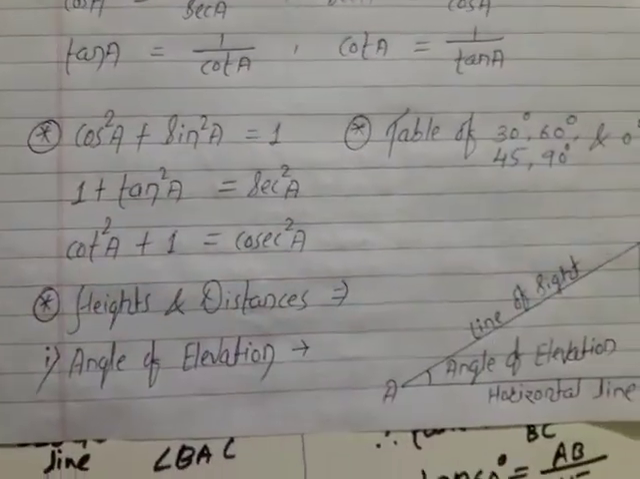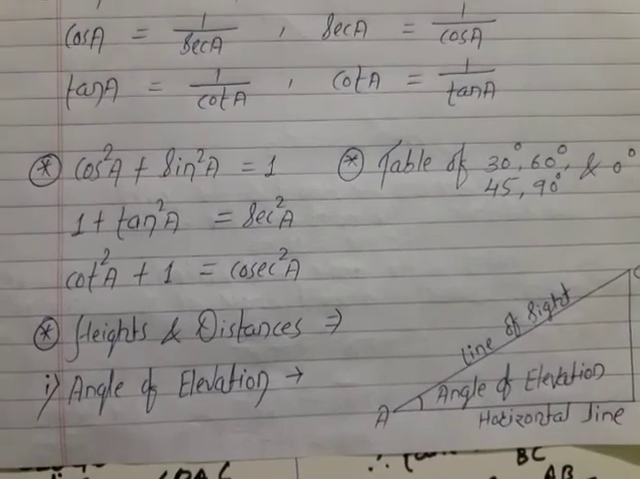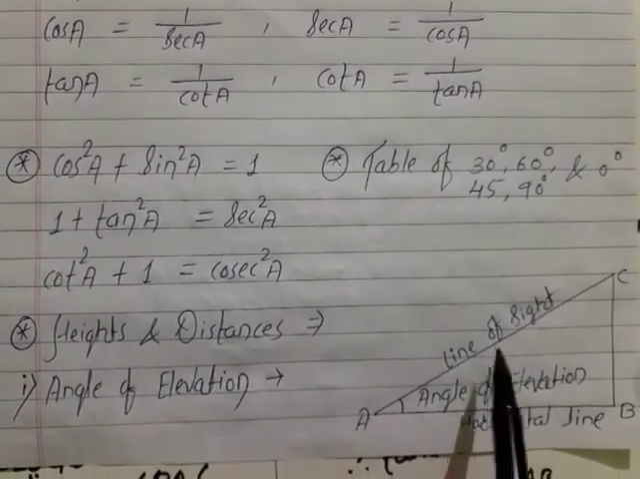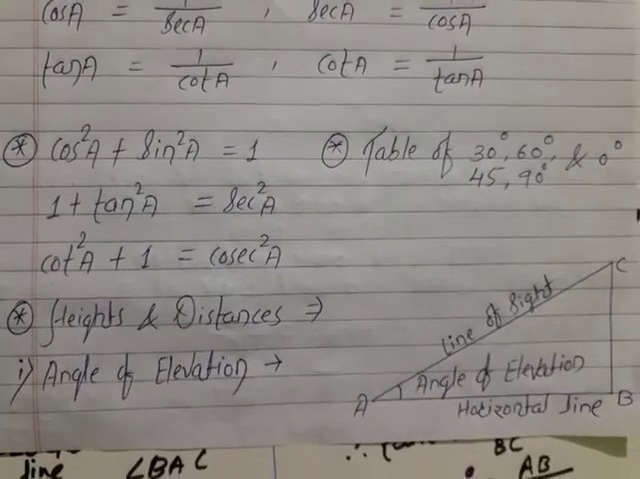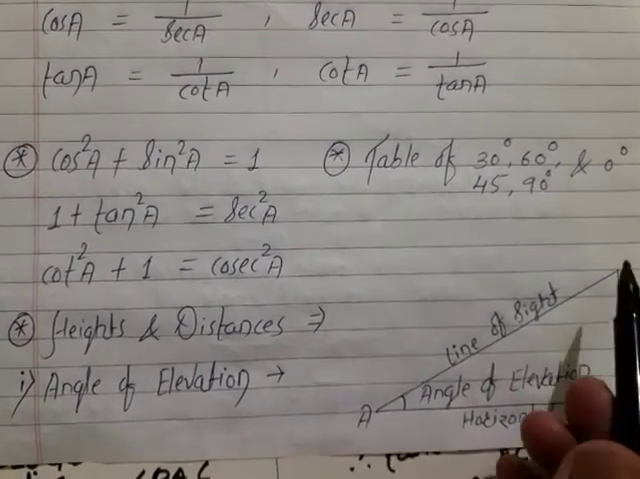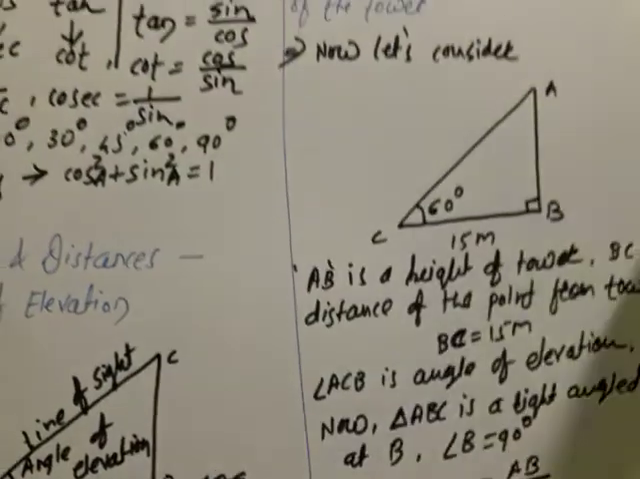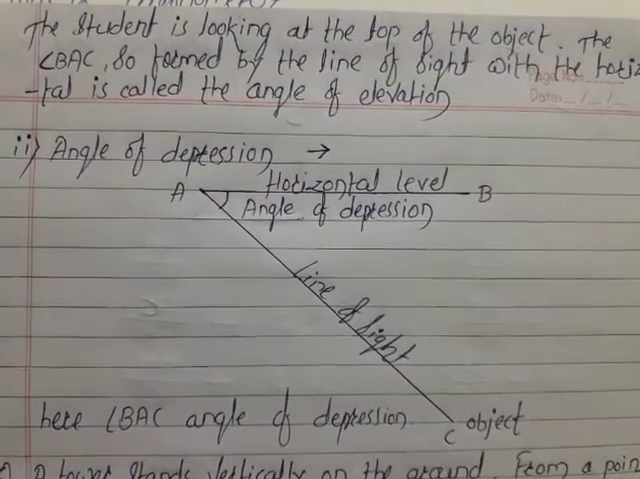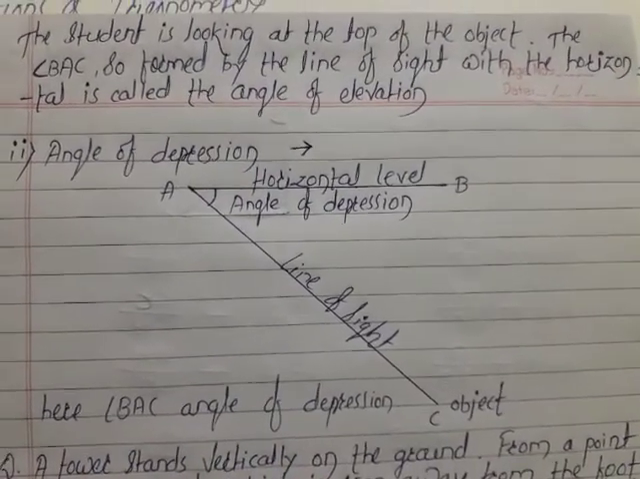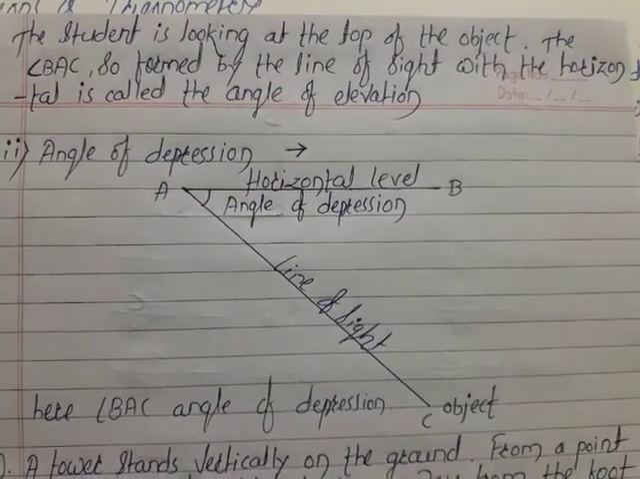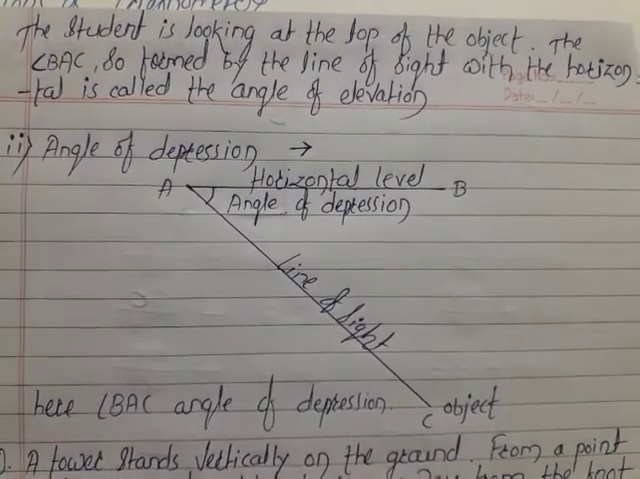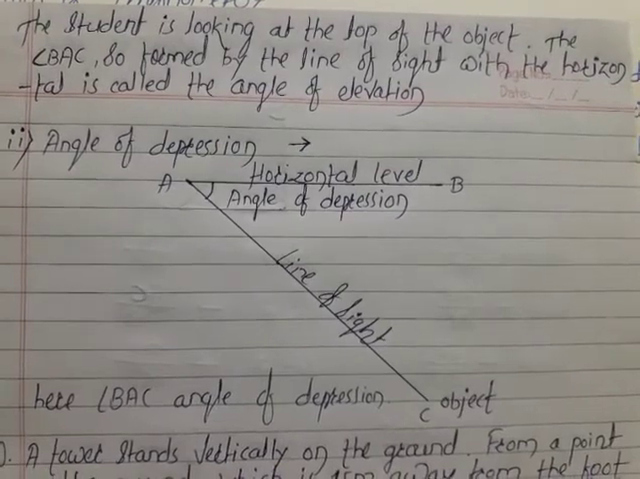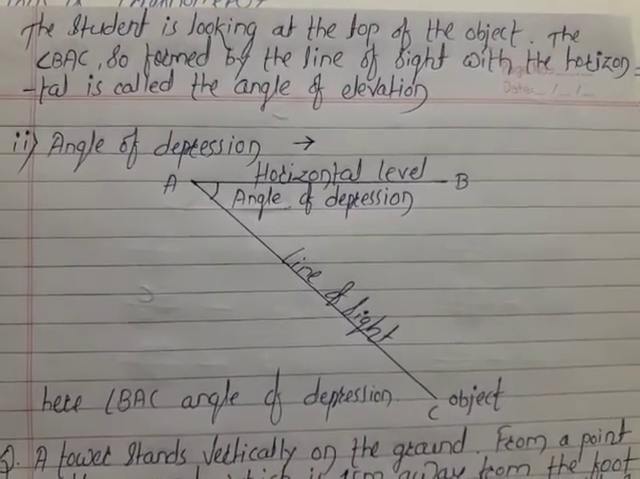Then after that we have seen this first point, heights and distances. In this is the figure of angle of elevation. First point is angle of elevation. This is the figure. Observer is looking up means angle of elevation. Its explanation, this figure explanation, I have given here also. How, look: the student is looking at the top of the object. The angle BAC, so formed by the line of sight with the horizontal, is called the angle of elevation.